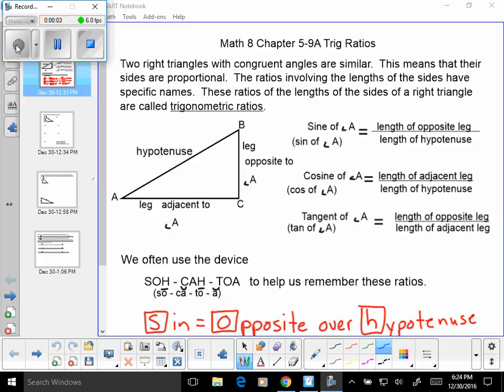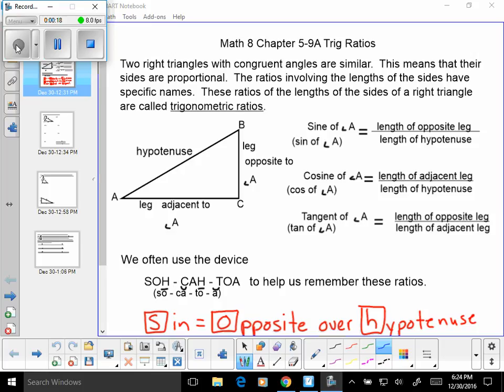Hello again, 8th graders. This is Chapter 5.9a, Trig Ratios. One of the places in which we use ratios is in our study of right triangles, which is a branch of mathematics known as trigonometry.